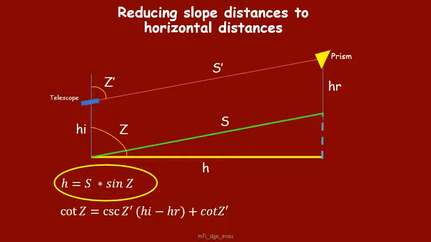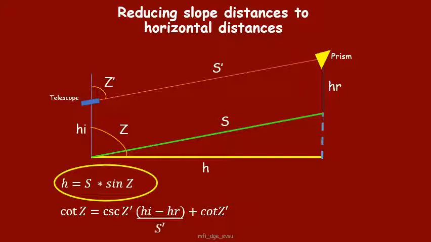Look at the equation. We have the cotangent of Z, that is the cosecant of Z prime, our actual observed zenith angle, multiplied by HI minus HR, the difference in height between your instrument and the prism, plus the cotangent of your Z. So we can now have the value of our Z. This is our reduced zenith angle.